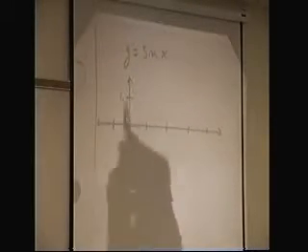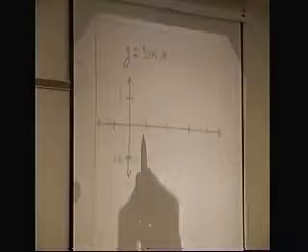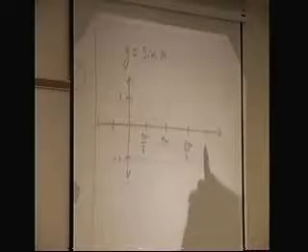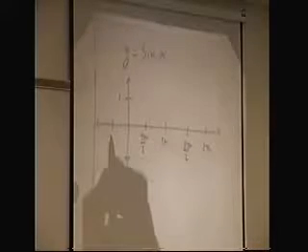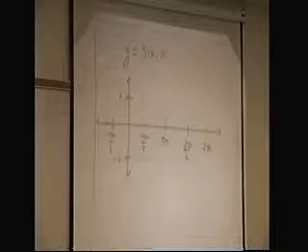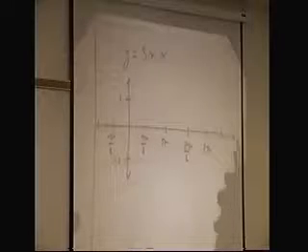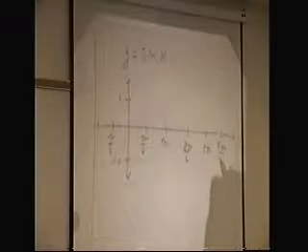Okay. Help me out here. What's this? Pi over 2. Pi. 3 pi over 2. 2 pi. And so on. It keeps going. And over here we have negative pi over 2, and negative pi, and so on. We can keep going if we wanted to. I can go one more, actually. That's 3 pi over 2, so this is 5 pi over 2.